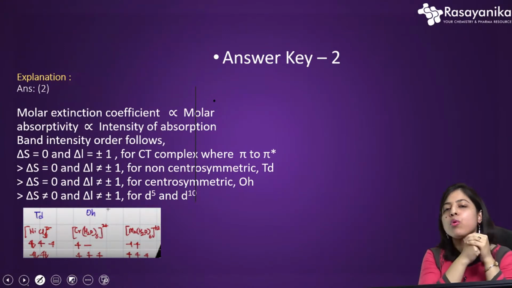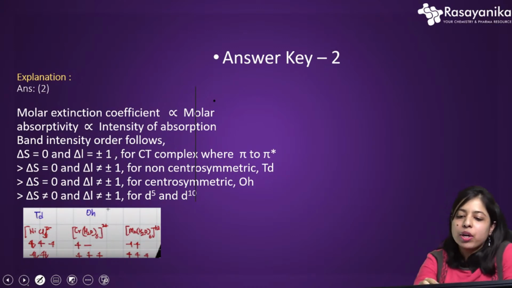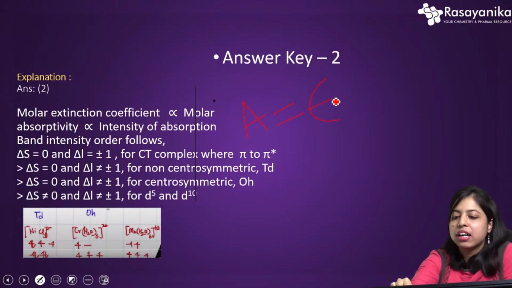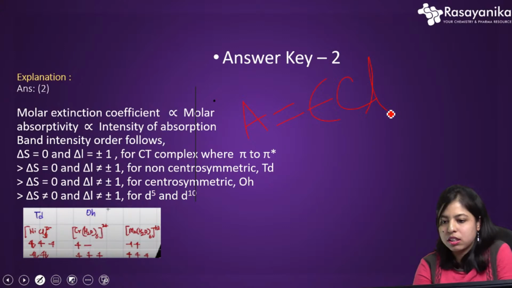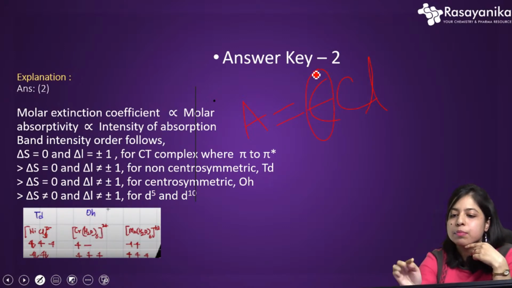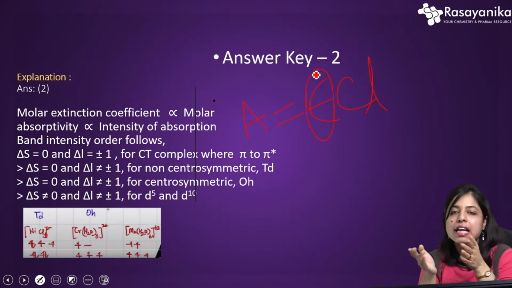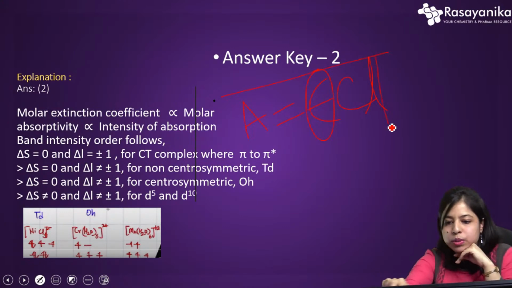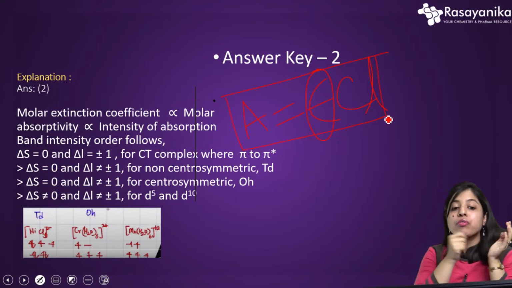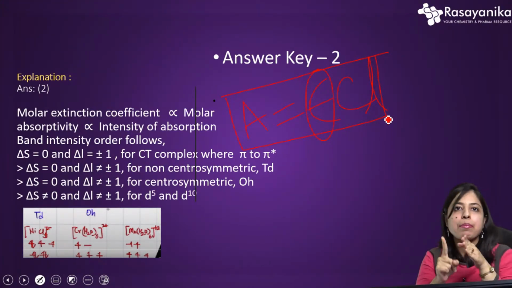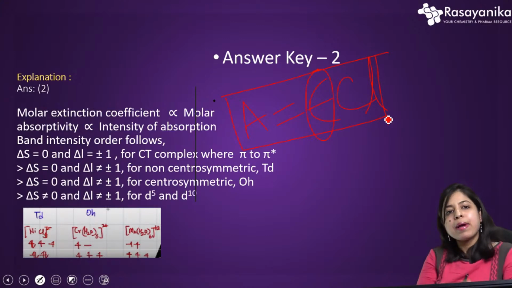So what is molar extinction coefficient? If you know about it, it depends mainly on the absorption. Basically the equation is absorbance A equals epsilon CL, right? The epsilon term is the molar extinction coefficient, C is the concentration of the solution and L is the path length. If you find the molar extinction coefficient, you must know this equation. That is, the molar extinction coefficient depends on the absorbance, so it is dependent on the molar absorptivity.